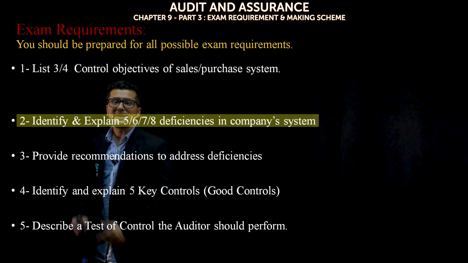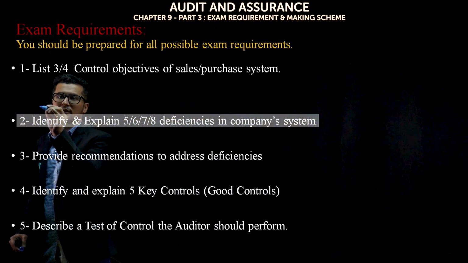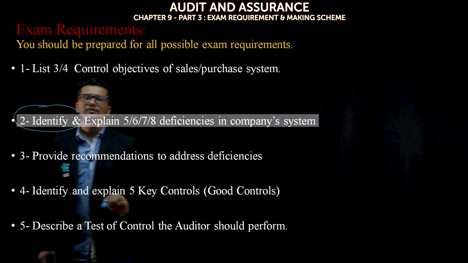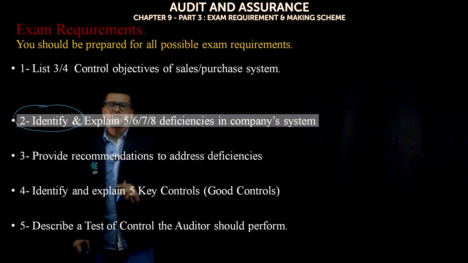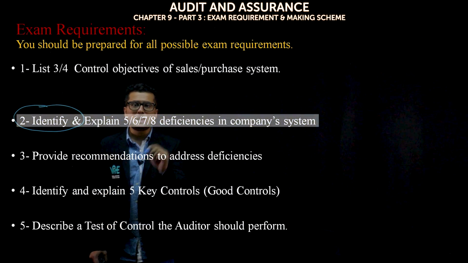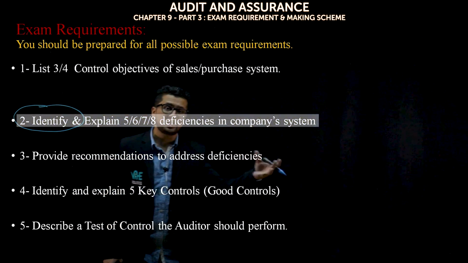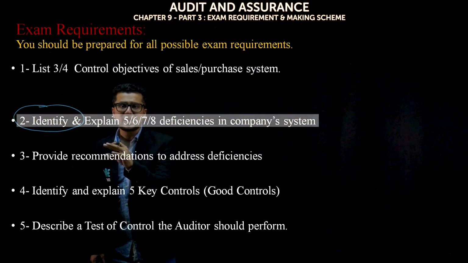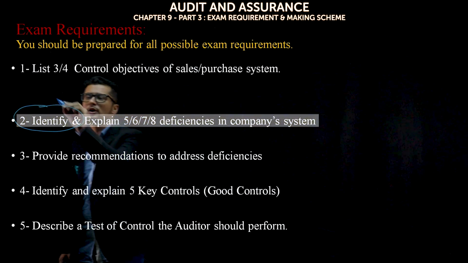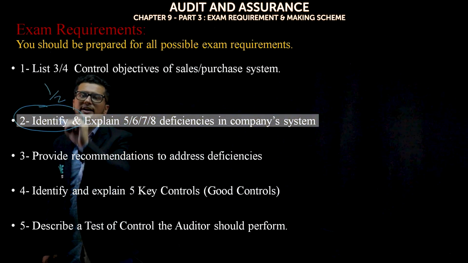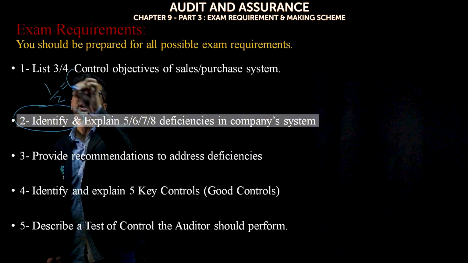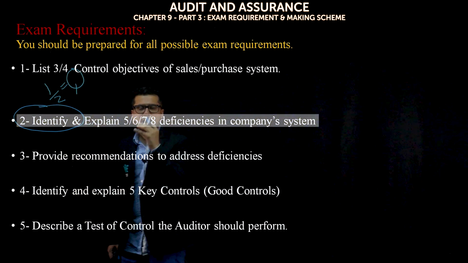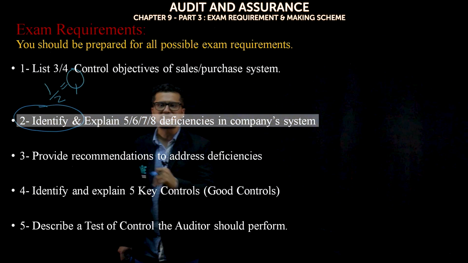If you identify the deficiency, it will give you half mark. And this identification will be performed by you from the question itself. So you don't have to be creative here. The identification of deficiency will give you half mark, and this identification will be from the question itself. The identification process is from the question itself.